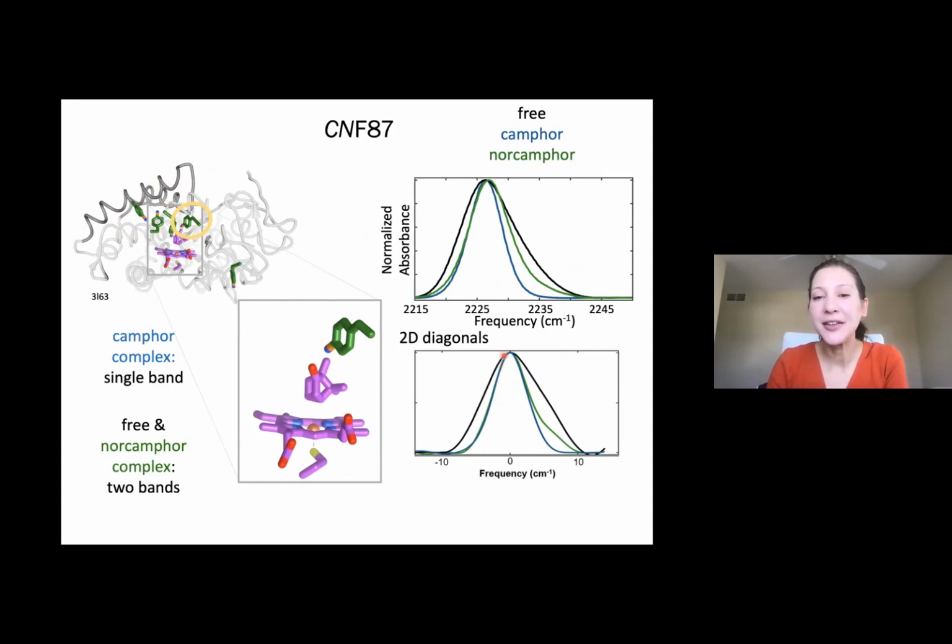So I'm showing you the linear spectra and the 2D diagonals. Again, there are clearly multiple bands going on with the free and the NOR camphor. The free is broader, has the shoulder. Upon binding camphor, you have this narrow Gaussian band, also shown here in the 2D diagonals. You can probably tell that the NOR camphor complex follows the camphor complex on the lower frequency edge, but has this shoulder, and it's quite apparent, this extra bump here in the 2D diagonals, that the NOR camphor is 2 states.